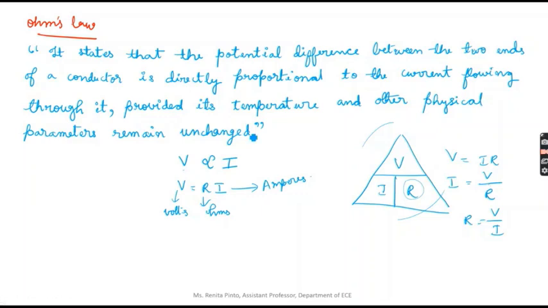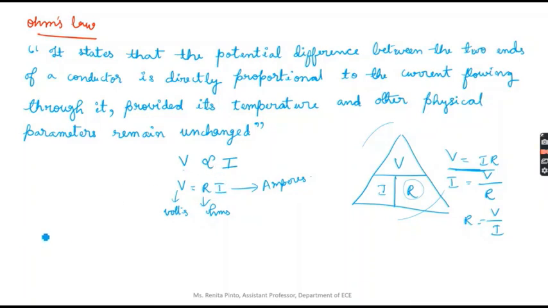Now if you go back to this equation, V is equal to I into R. According to your Ohm's law statement, the voltage is directly proportional to the current. That means if I double the voltage, then the current will also double, provided the resistance remains unchanged. Let me take an example to prove whatever I said.